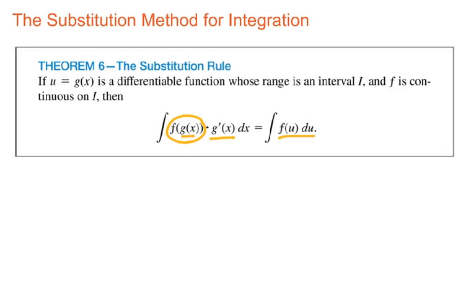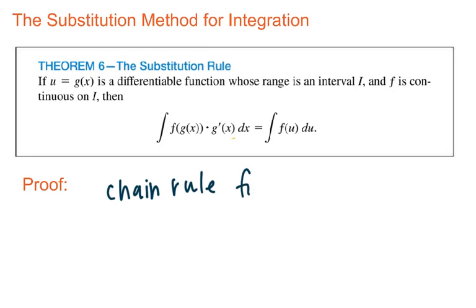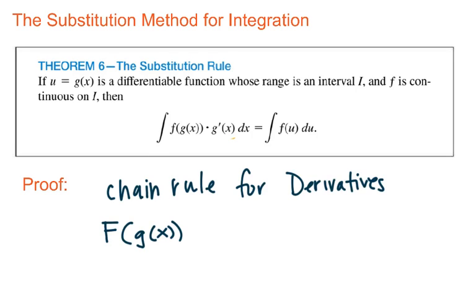All right, so let's look at the proof. Let's consider the chain rule for derivatives. We understand the chain rule, and when we're dealing with a composition function, f of g of x, this represents the antiderivative of some composition function, f of g of x times g prime of x.